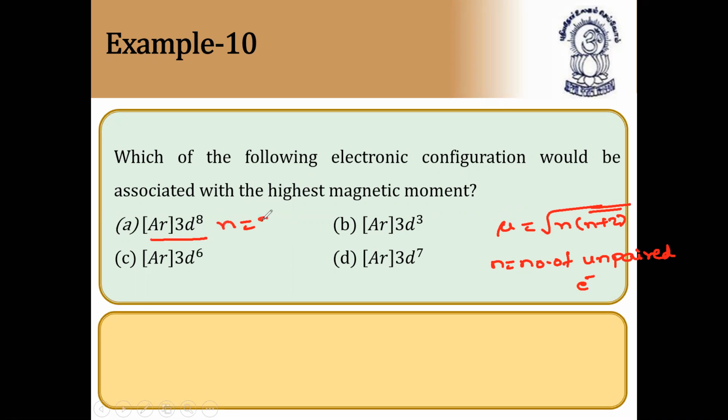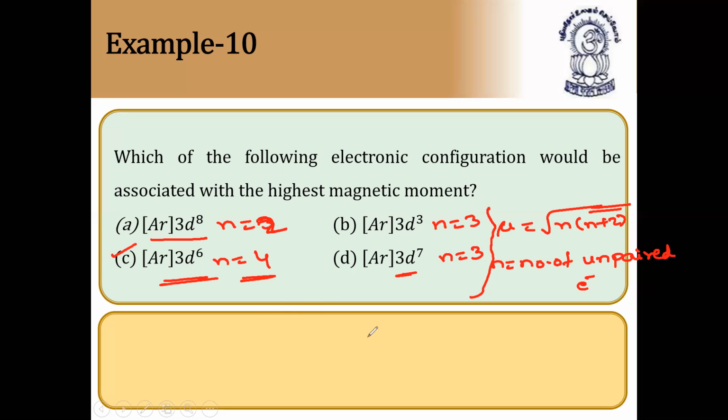N is equal to how much? In this case, n is equal to 3. And in this case, n is also equal to 3. And in this case, n is equal to 4. And in this case, n is equal to 3 again, because it is 3d7. 3d7 means 3 unpaired electrons. 3d3 means 3 unpaired. 3d8 means 2 only. And 3d6 is equal to 4. So highest magnetic moment is for the highest value of n, because mu is equal to root of n into n plus 2. So the answer is the third option, that is C.